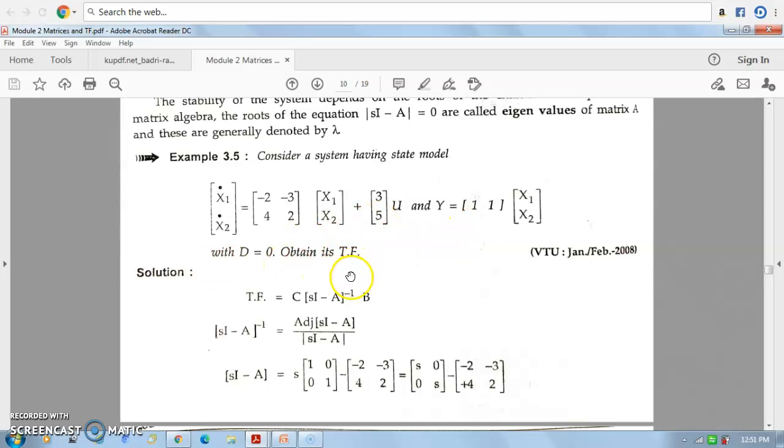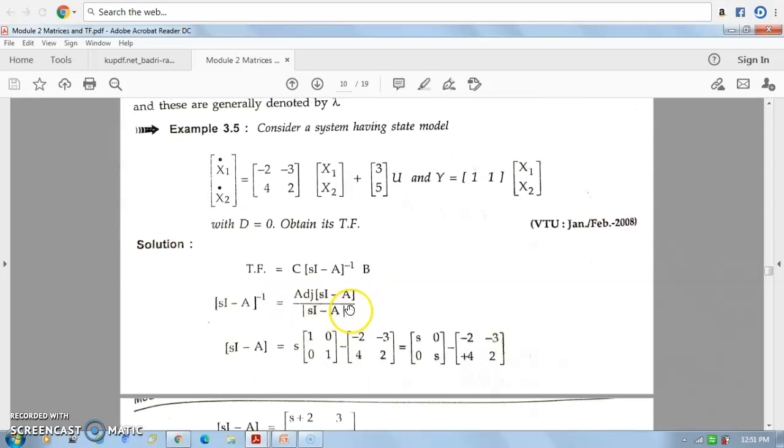Obtain the transfer function. First write the transfer function formula, C into (sI minus A) inverse into B, plus D. D is the input term, and the D matrix is 0. Therefore, you have to consider only the first term. So first find the (sI minus A) inverse.